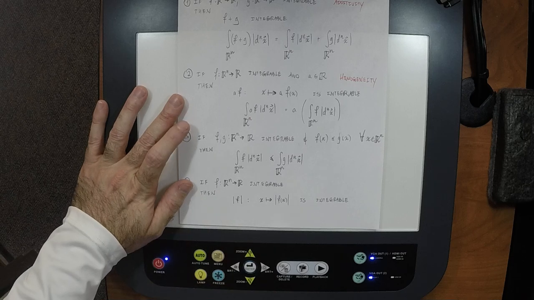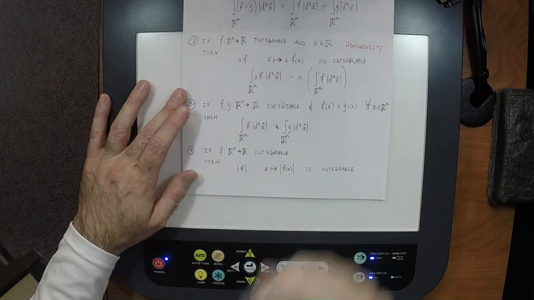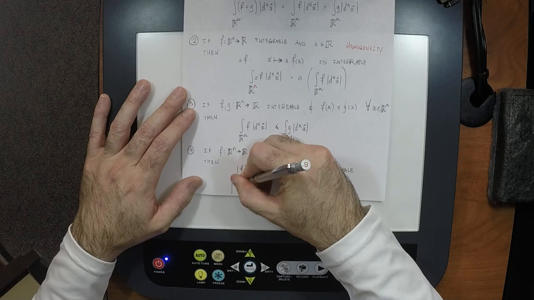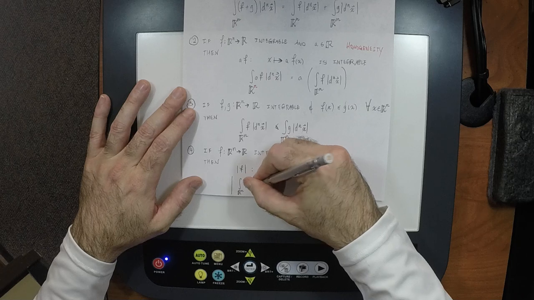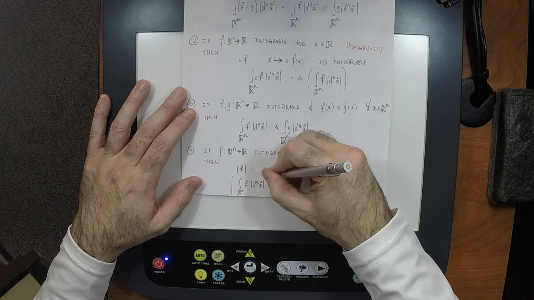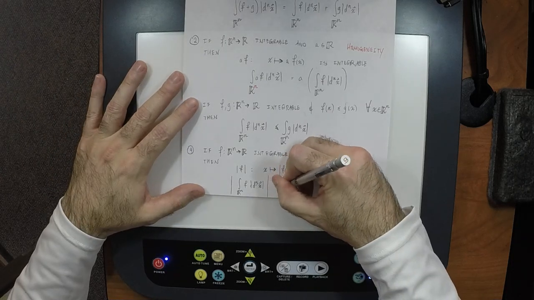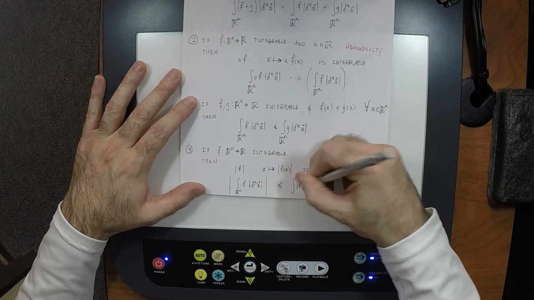So if this function is integrable, then so is its absolute value, but it need not be the other way around. And furthermore, we have this: the absolute value of the integral over Rn of f dn x. So if you take the function, which is integrable, and then you take that result and compute the absolute value of it, this must be less than or equal to integrating the absolute value function.